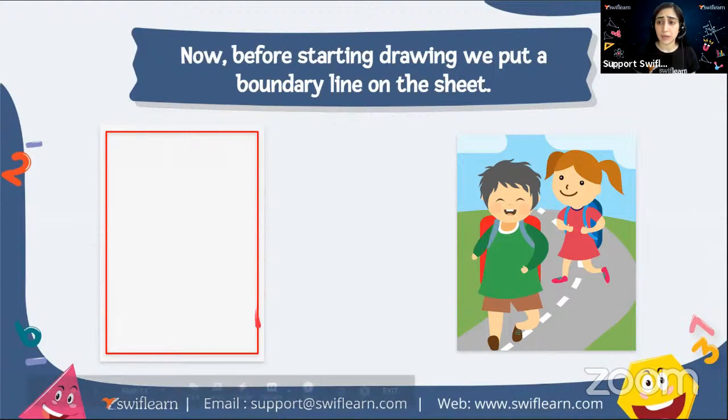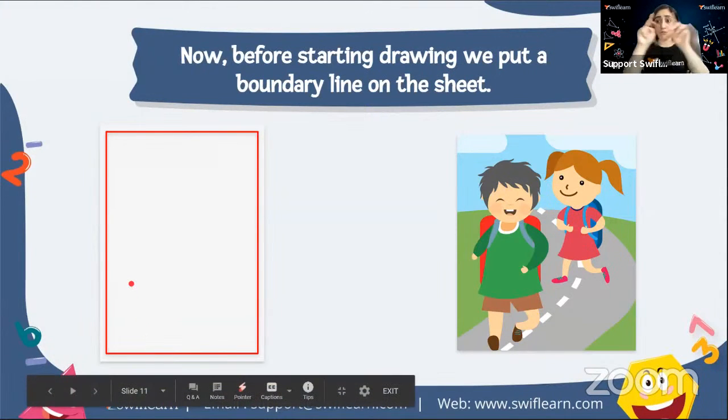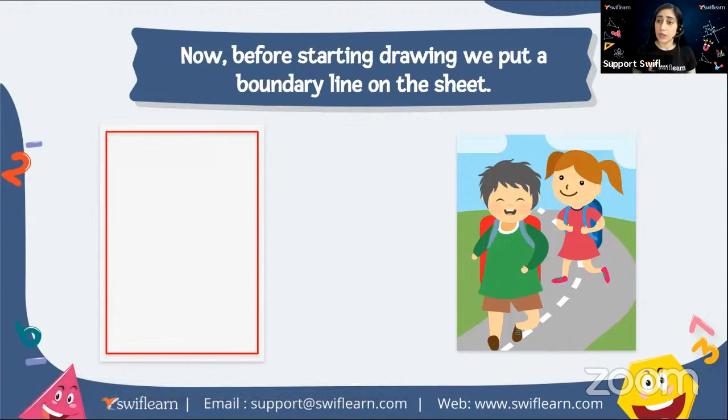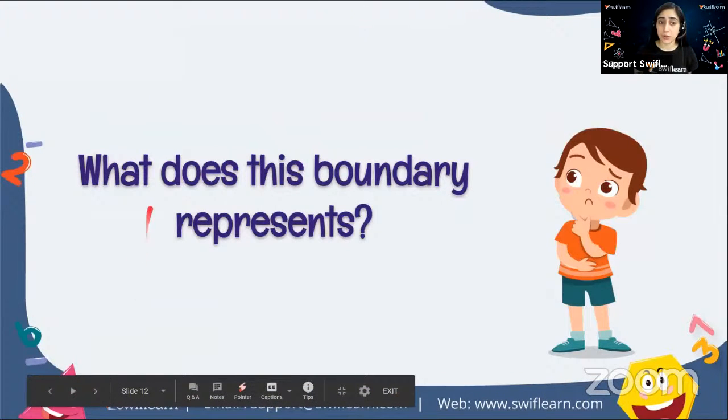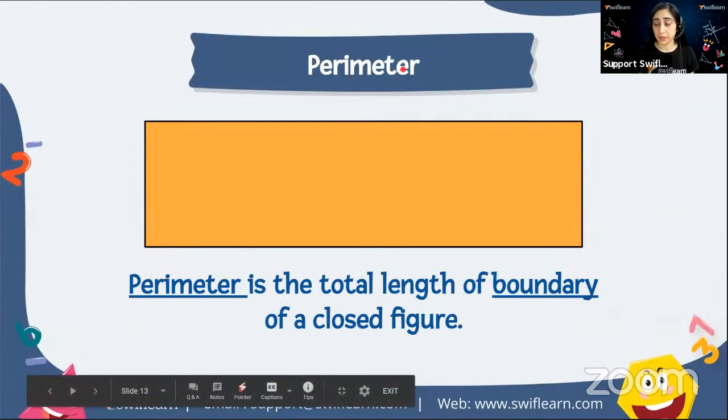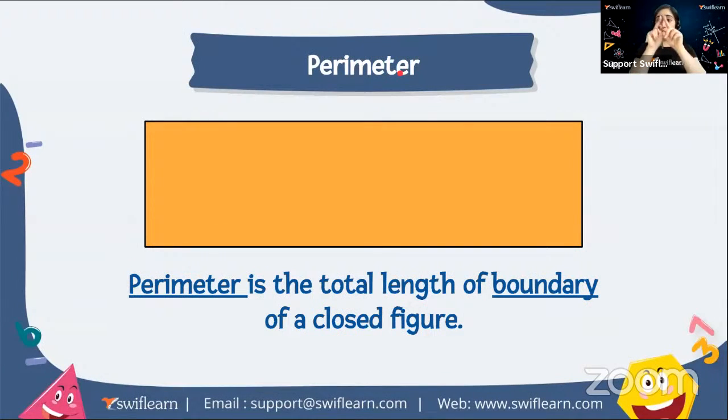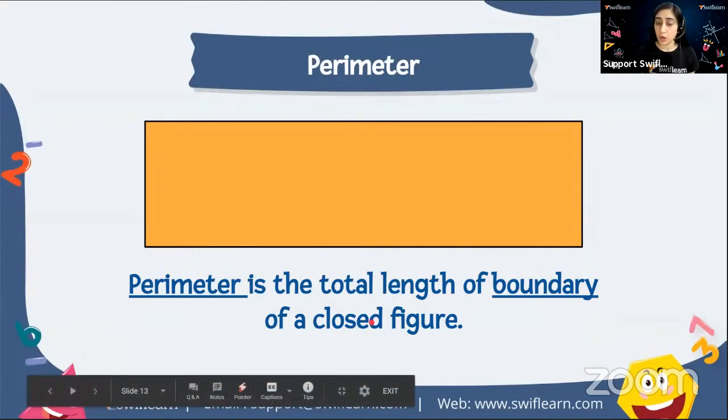So what actually are we doing? We are making an outline of the sheet. So what is the outline called? What does this boundary represent? This boundary represents nothing else but its perimeter. So what have we done? Just by making an outline of what is on the corner, we are able to know that this is called a perimeter. The lines that we have made are called the perimeter. So the perimeter is the total length of the boundaries of a closed figure.